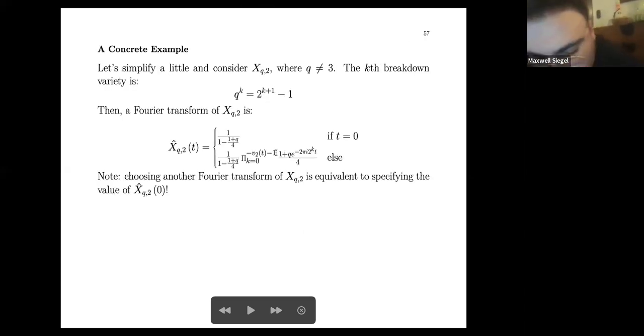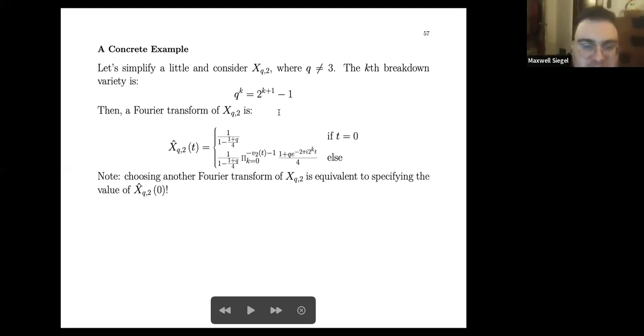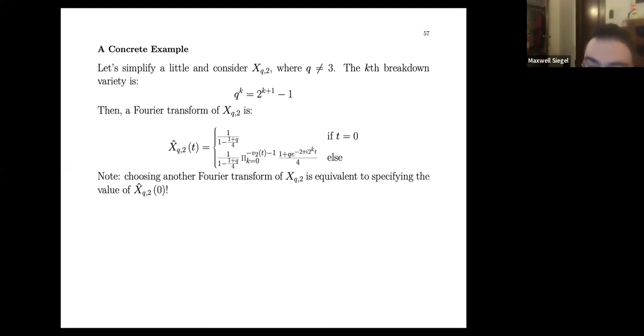So to better understand the alpha n of 0 equals 1 case, let's consider a more concrete example. Specifically X_q^2, where q is not equal to 3. This F-series' kth breakdown variety is this equation here. And as the first breakdown variety is satisfied only when q equals 3, then we have that X admits the following Fourier transform. Remember, though, that this formula is not necessarily unique. We can add any F_{2,q} degenerate measure's Fourier-Stieltjes transform to this, and the result will be another perfectly valid formula for a Fourier transform of X_q^2.